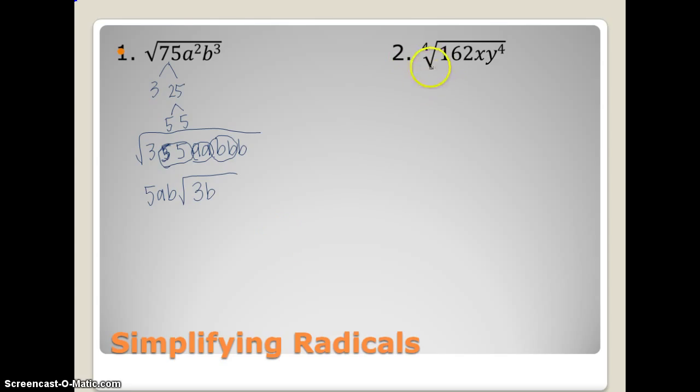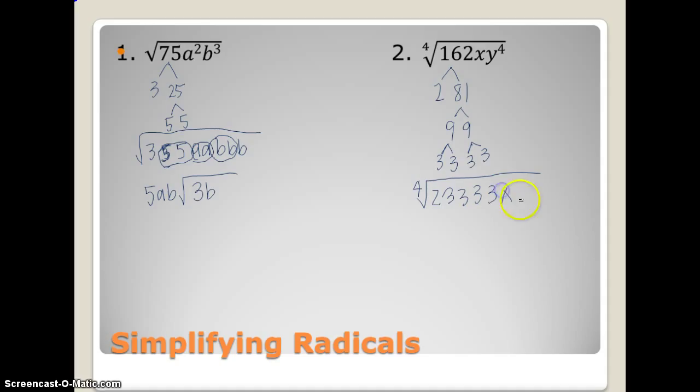Look at number 2. We have a fourth root. So when we go to find our groups, we have to look for groups of 4. So we can start with our factor tree for 162, and that's 2 and 81. And 81 can go to 9 and 9, and 9 can go to 3 and 3, both 9s. So we can rewrite this as a fourth root of 2 times 3 times 3 times 3 times 3.